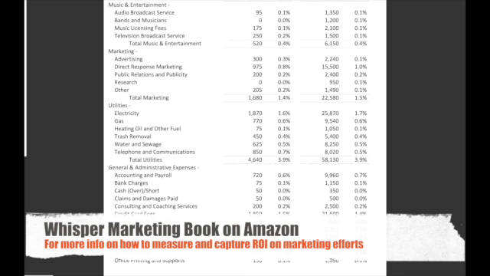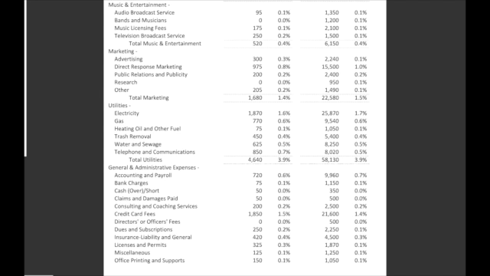But that's the reason why, and this is not my reason, this is the reason why the industry has moved towards breaking these categories out more. Next, you got utilities, your electricity, your gas, heating oil, and other fuel.